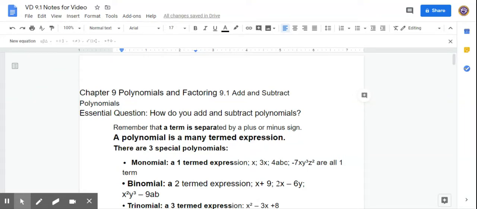Hello, and we are going to start chapter 9 today. And chapter 9 is polynomials and factoring. And 9.1 is adding and subtracting polynomials.